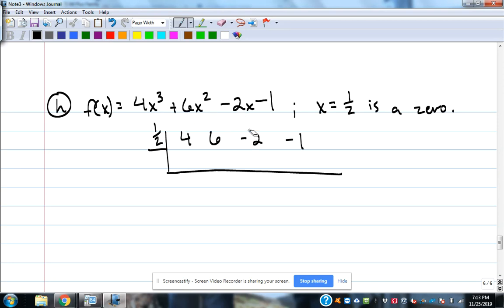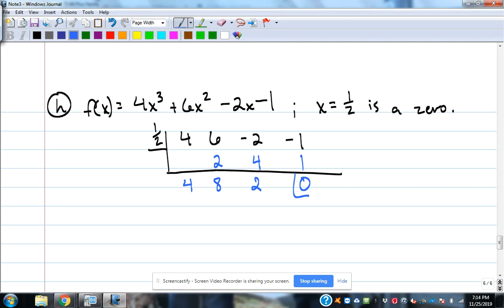x cubed, x squared, plain x, plain number. Make sure I got everything. This one's not so bad. The fraction looks intimidating because we don't like working with fractions, but we're just taking half of whatever number we're multiplying by. So drop the 4 down. What's 4 times 1/2? 2. That's pretty easy. 6 plus 2 is 8. So we're multiplying 8 times 1/2. It's half of 8. It's 4. Add 2. 2 times 1/2. Half of 2 is positive 1. And there's that remainder of 0 out of that.